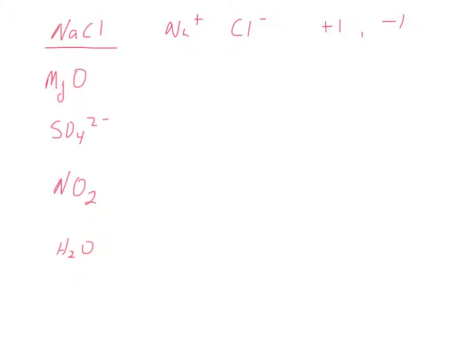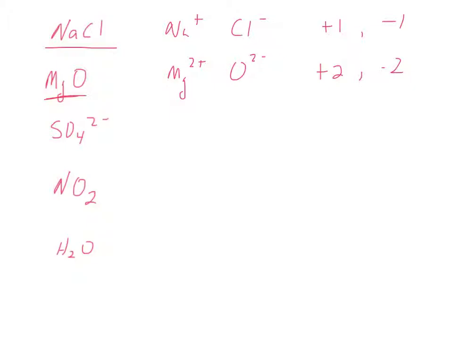In magnesium oxide, again, the sum total must equal 0. Now, that means that the magnesium, which is usually a 2+, and the oxygen, which is usually a 2-, give us oxidation numbers of +2 and -2 respectively.